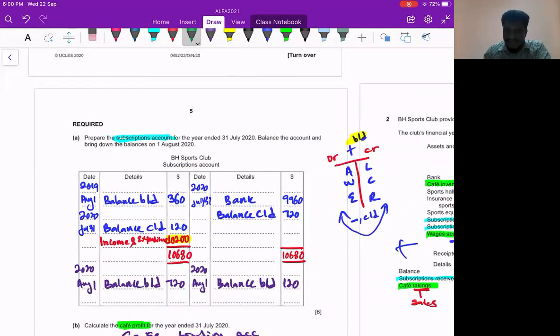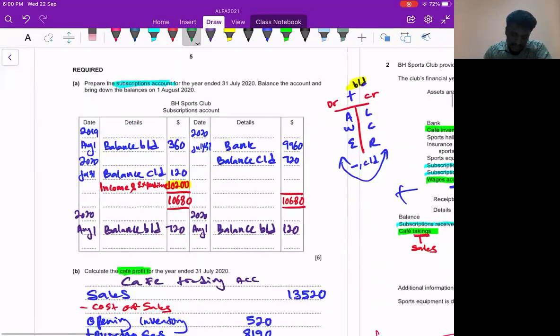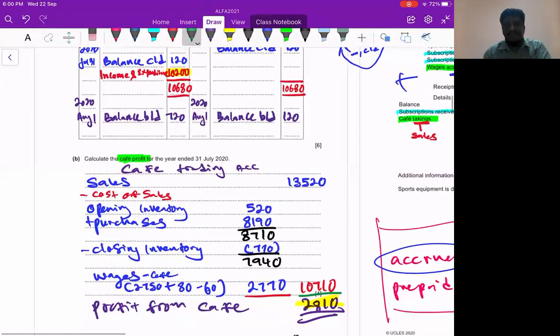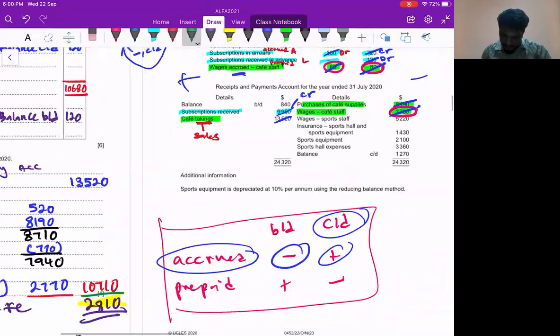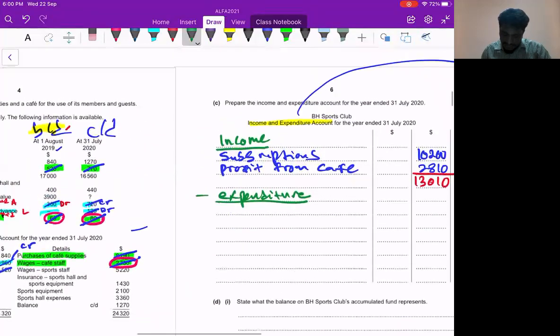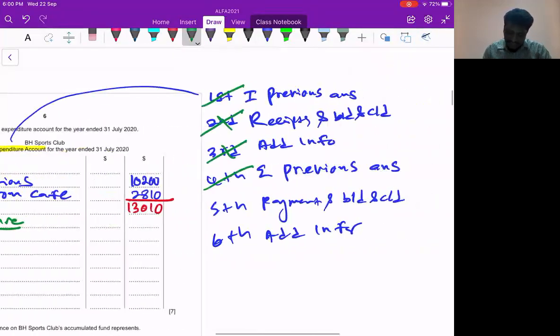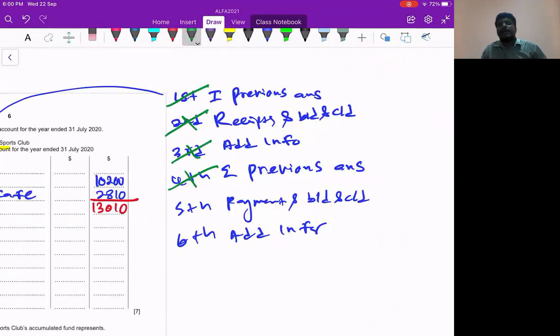No, subscription is my income. I already put it in income, so nothing. Profit, the cafe also I get a profit. If I get a loss, then it will go to the expenditure. But now in the cafe, I get a profit. I already wrote the profit in the income, so I don't have any previous answer. We don't have any expenditure.